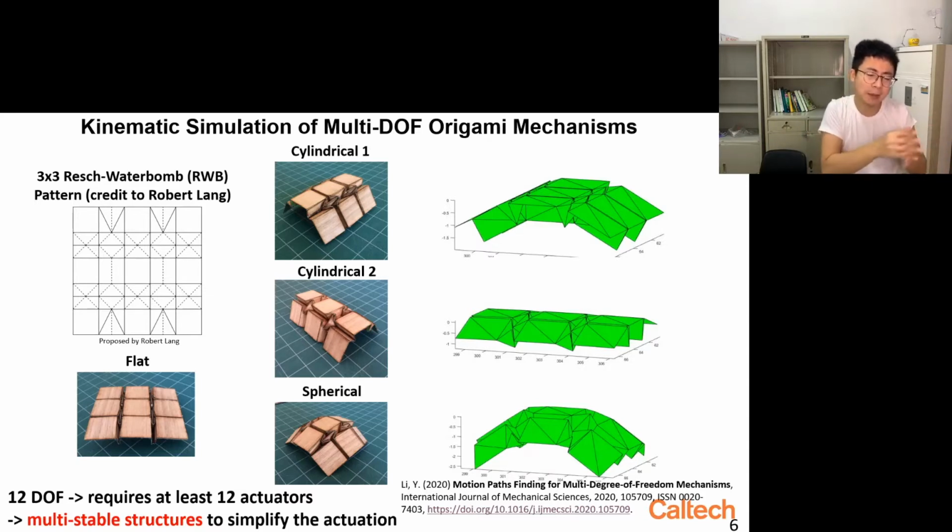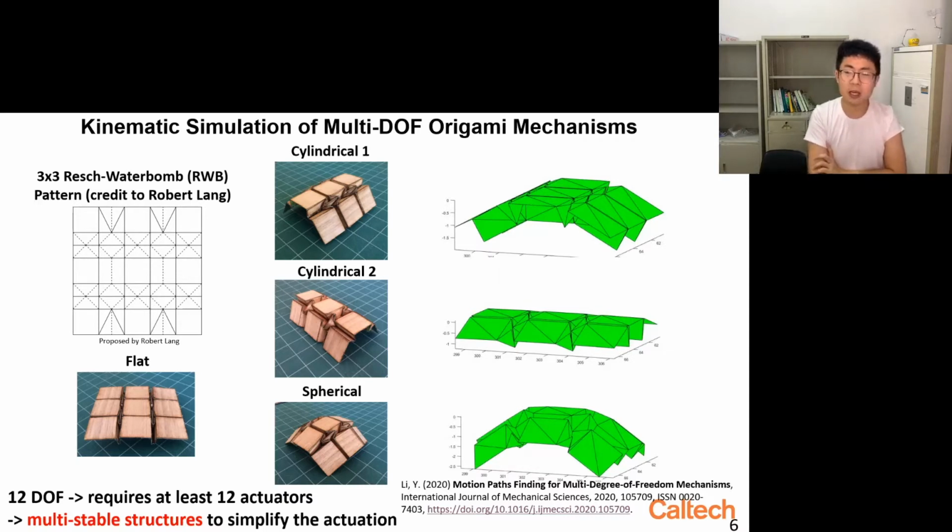So this is to transform a multi-degree freedom mechanism, which is very hard to actuate, right? Too many actuators for this case, right? For this kind of complex reconfiguration, into a multi-stable structure. This is our idea of simplifying the actuation. That's why we do it, right? We want to simplify the actuation.